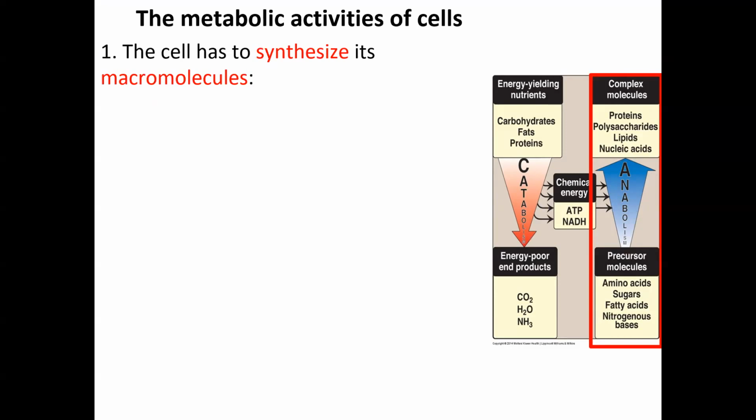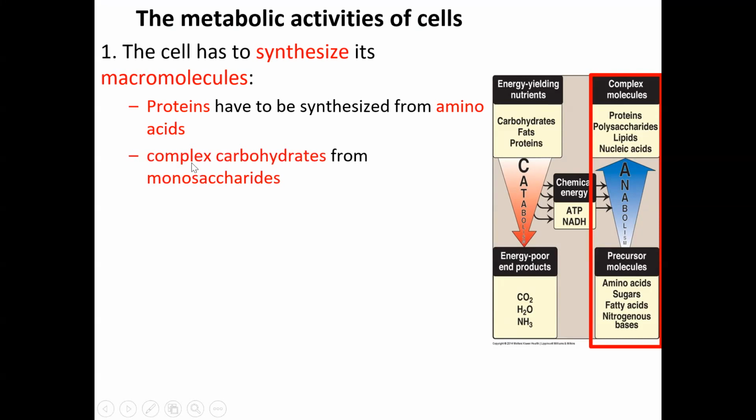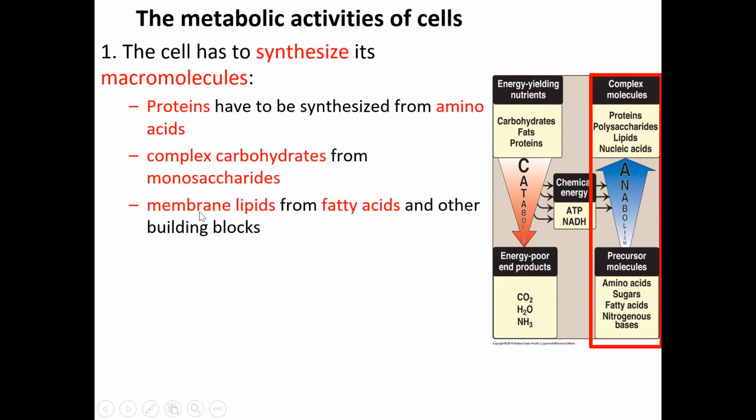So we could be making proteins from amino acids, we could be making complex carbohydrates from small sugar, etc. So the cell, to survive, needs to make proteins, and these proteins are made from amino acids. The cell needs to make complex carbohydrates from monosaccharides. The cell needs to make membrane lipids from fatty acids and other molecules. And the cell needs, of course, to make nucleic acid, whether it's DNA and RNA, and they are made from nucleotides. So this is one part of the metabolic activity of the cells, to make things which are needed for the cell survival.